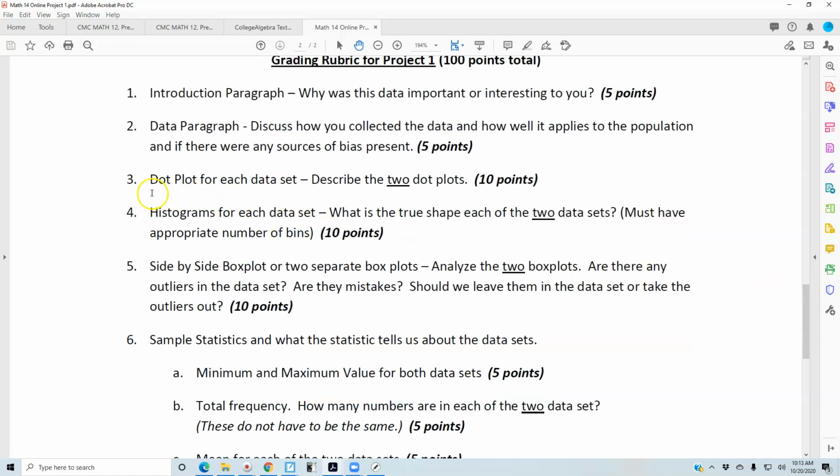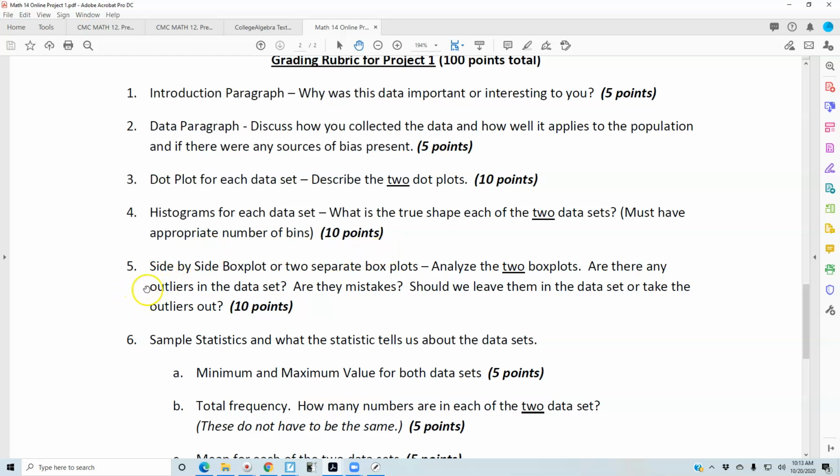Number 3, you're going to create a plot for each data set, and then you're going to describe the 2 dot plots worth a total of 10 points. Number 4, you're going to create a histogram for each data set. What is the true shape for each of the 2 data sets? And you must have appropriate number of bins, which is 10 points.